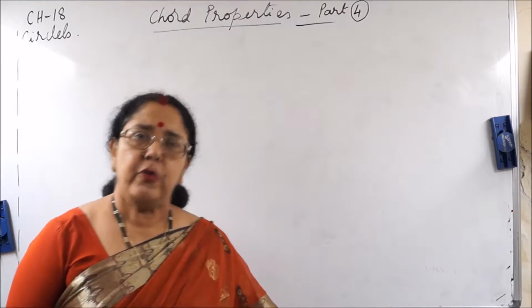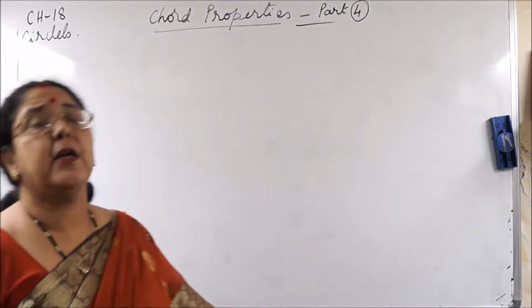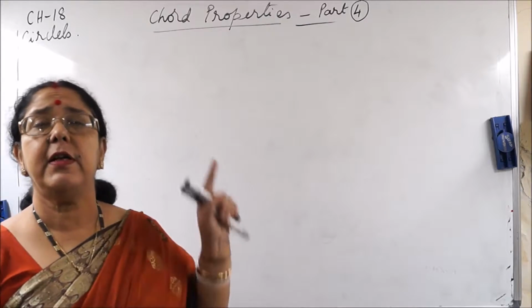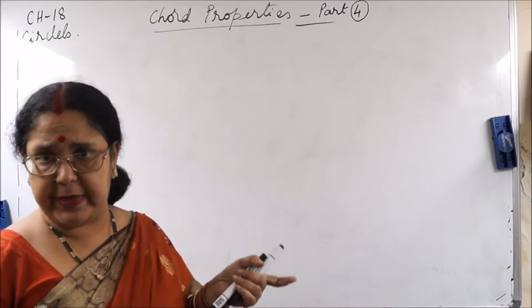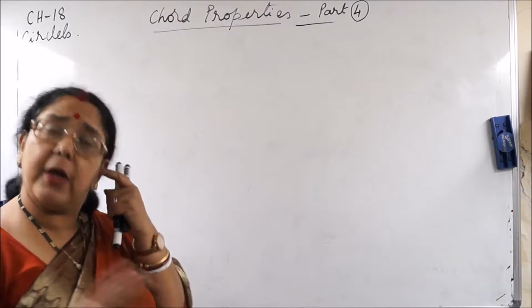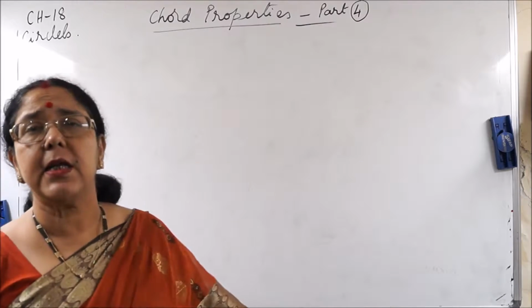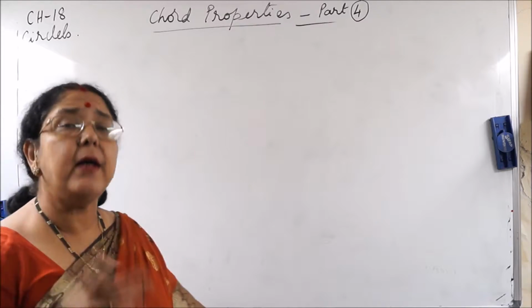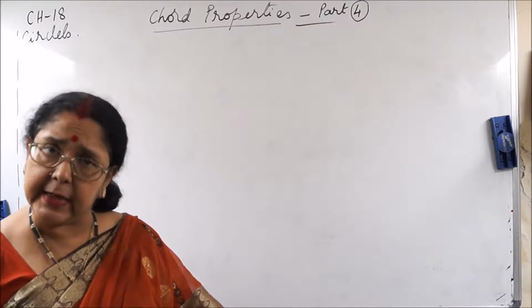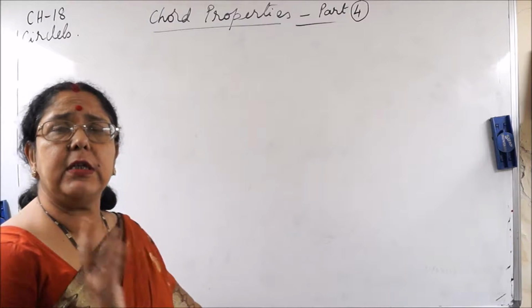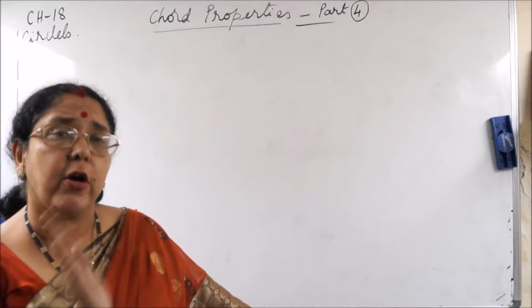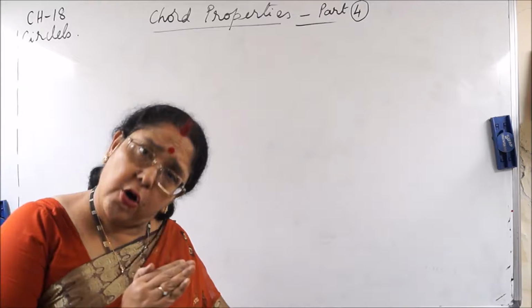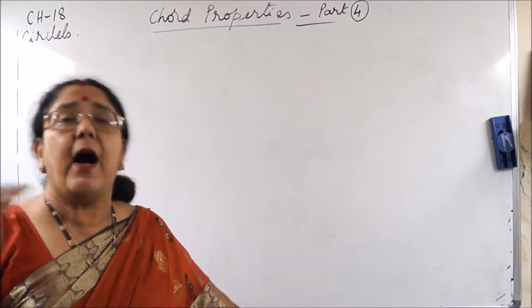Now children, today we will be learning the converse of the theorem that we learnt in part 3 of chord properties. Let me revise what we learnt in part 3. We have learnt that equal chords of a circle are equidistant from the center, which means that if the chords are equal, they will be equidistant. Now the converse: equidistant chords of a circle are equal.